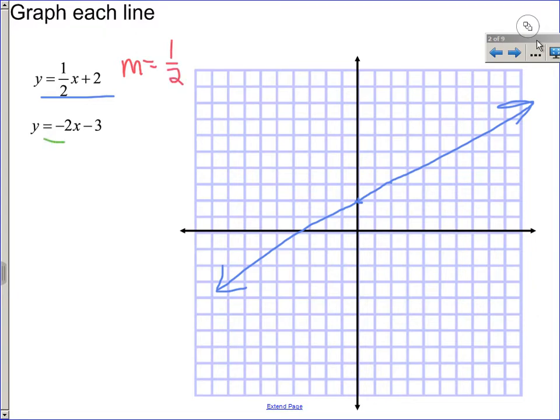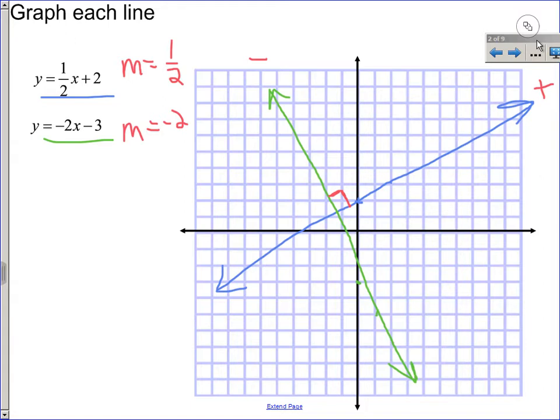So for the second line, we're starting at negative 3. And our slope is negative 2, negative 2. So we have our 2 points, and I can go ahead and connect them. Now look at the relationship between these lines. I have a positive line, and then I have my negative line, and the point at which they intersect creates a 90-degree angle. What we call these lines are perpendicular lines. So when two lines intersect and form a 90-degree angle, those lines are perpendicular.